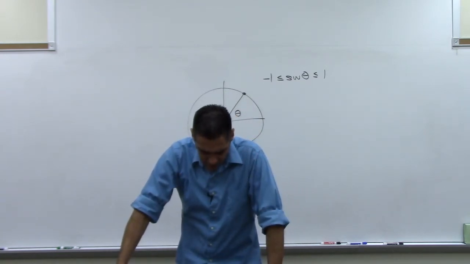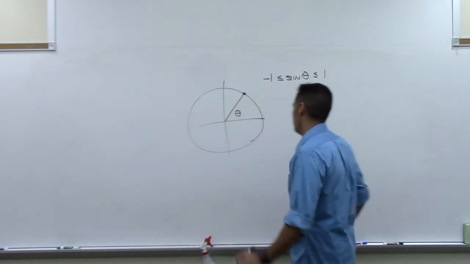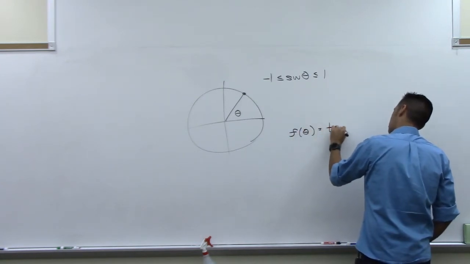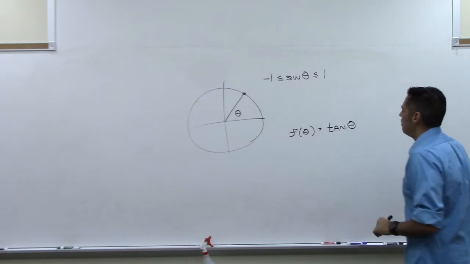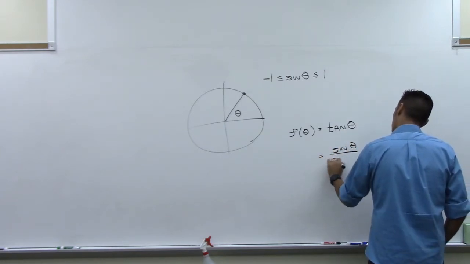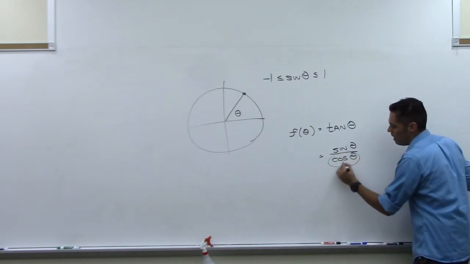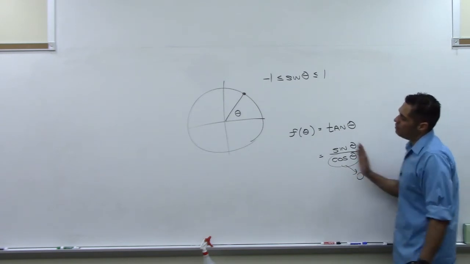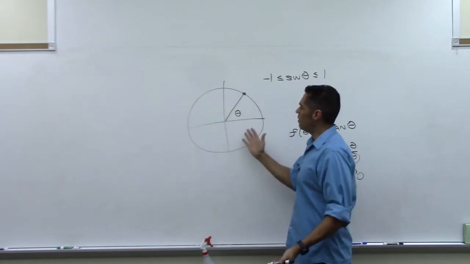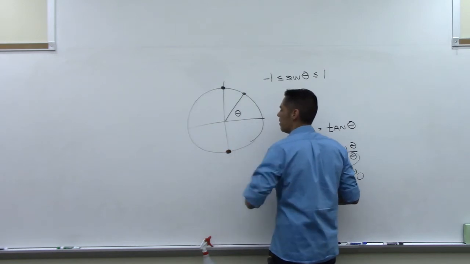For what numbers theta is f of theta equals tangent theta not defined? So if we have a function and we define it to be tangent theta, when is it not defined? Well, remember, tangent is sine of the angle over cosine of the angle. And the only way this would ever be undefined is if cosine happened to be 0. So when we go back to our unit circle, cosine is the x-coordinate. So where would the x-coordinate be 0? And that would be here or here.